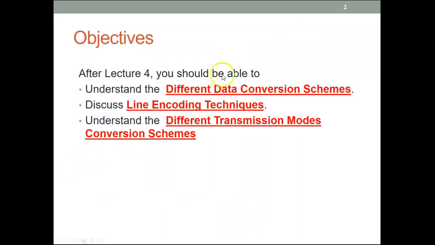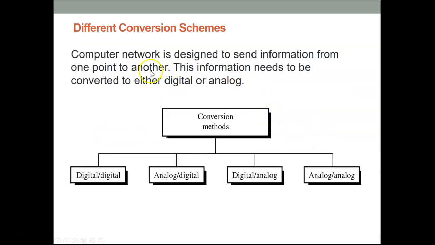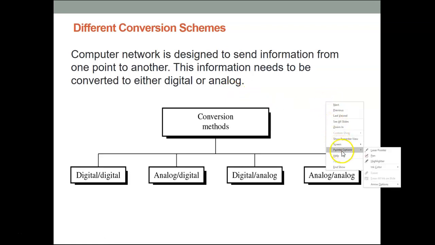So here we talk about different data conversion schemes, how to convert data, different methods. And we talk about line encoding and transmission modes. Okay, so computer networks are designed to send information from one point to another. This information needs to be converted and so on.